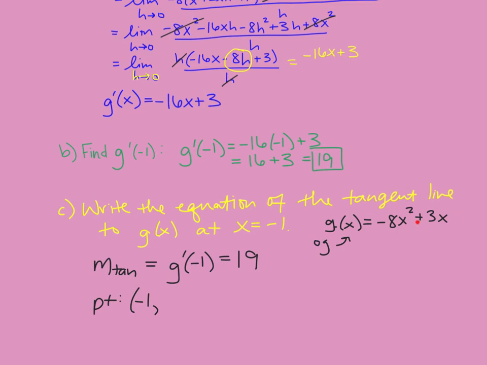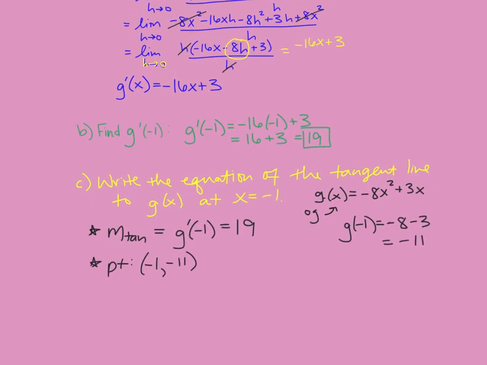All right, so we need to plug in -1 into our function to find what the y value is. So if we plug in -1, and I'm going to do that real quick over here off to the side, g of -1, we'll square -1 and get 1, so we have -8. And then it's plus 3 times -1, so it's -3, so it's -11. All right, so our coordinate point is -1, -11. So we have both things. We have the slope and the point.